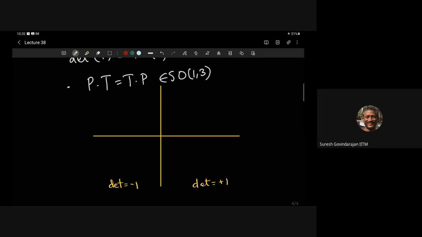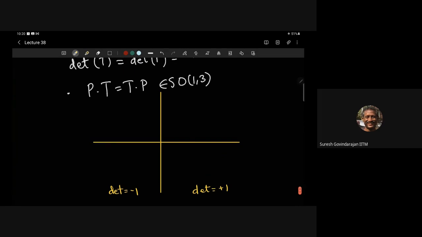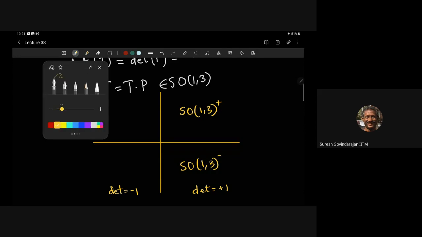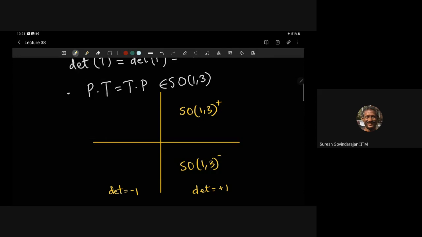So the right side will be SO(1,3) matrices. I'm breaking up all the O(1,3) matrices into four, partitioning them into four pieces. The one which I will write as SO(1,3)+ and SO(1,3)- is the following. This has an additional condition. This is SO(1,3) we know already, plus. Why didn't it change sign?